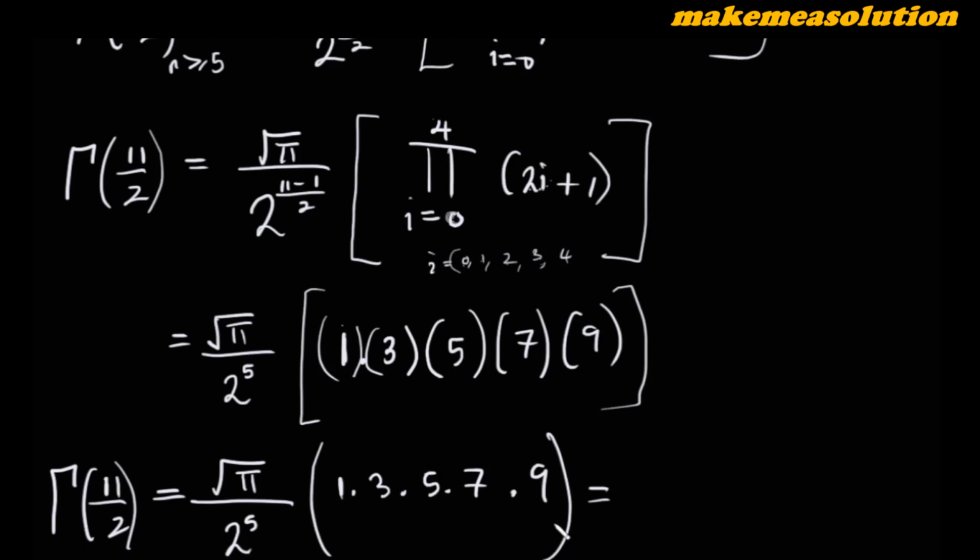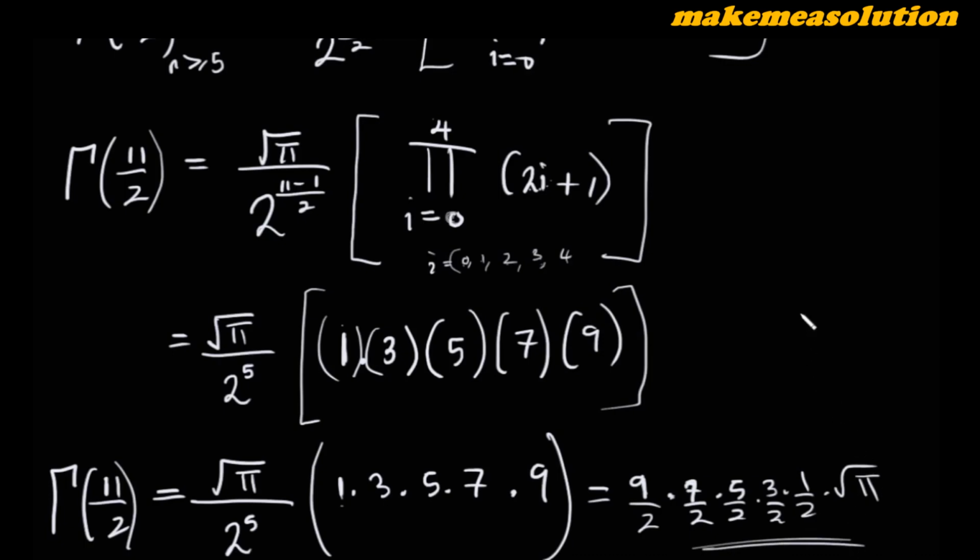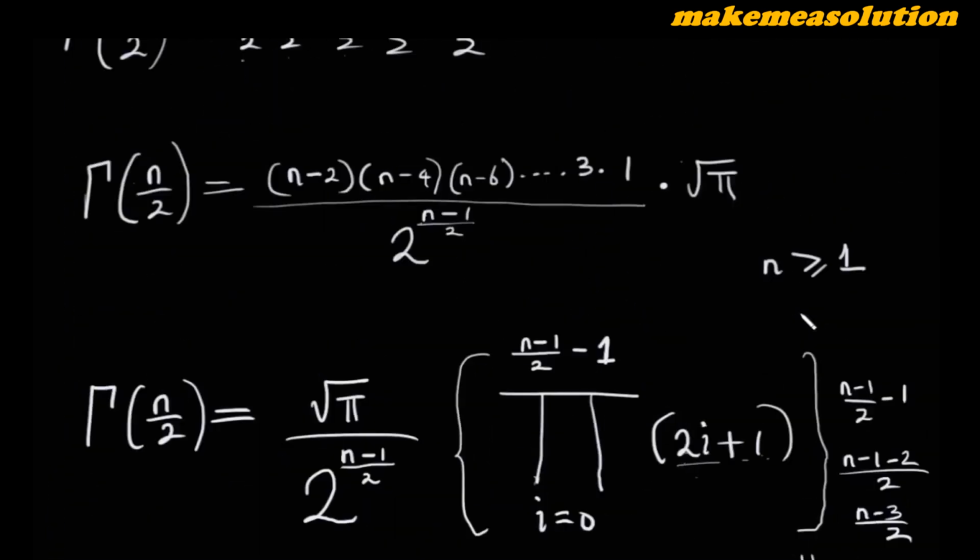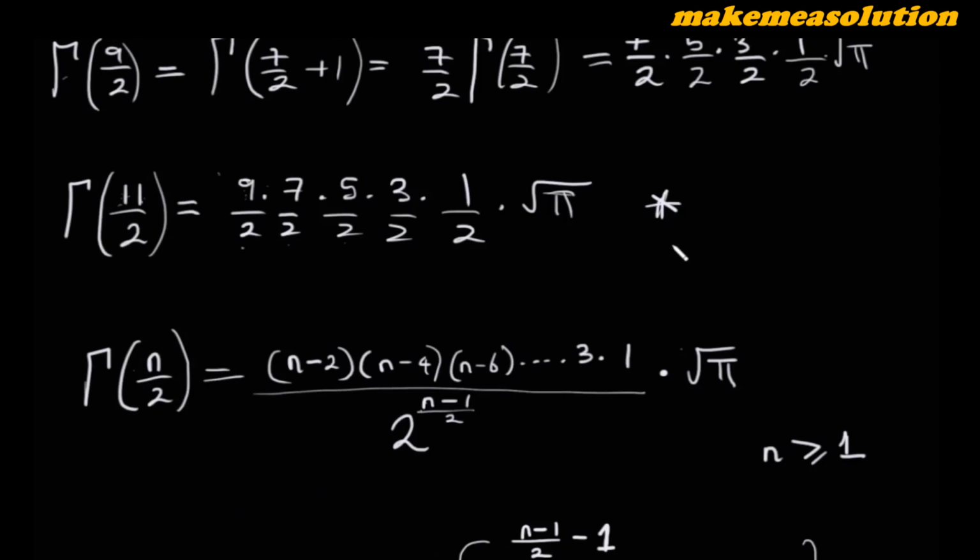So I can decide to share all the 2's between each of the 5 odd numbers between 1 and 11, and I'll have 1 over 2, then let me start with 9 over 2, then 7 over 2, then 5 over 2, then 3 over 2, and 1 over 2, then my root pi. Okay, so you can see that it's still the same thing with what we have gotten over here. Is that okay for this expression over here?